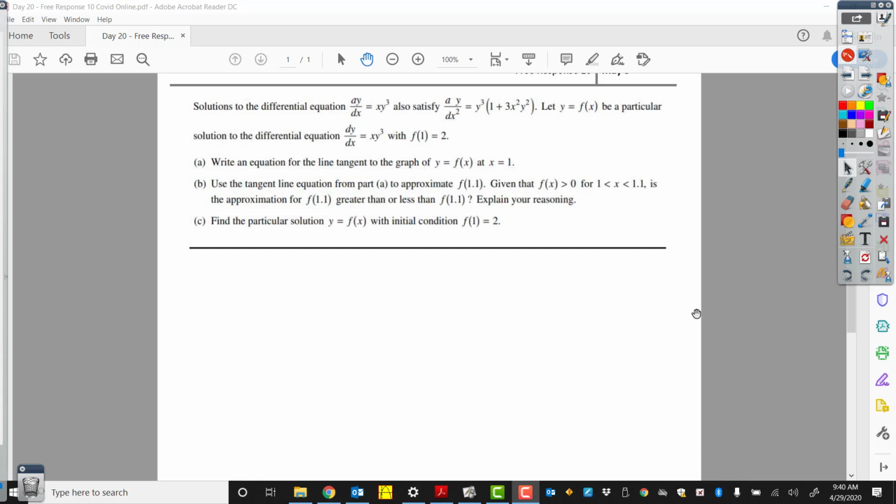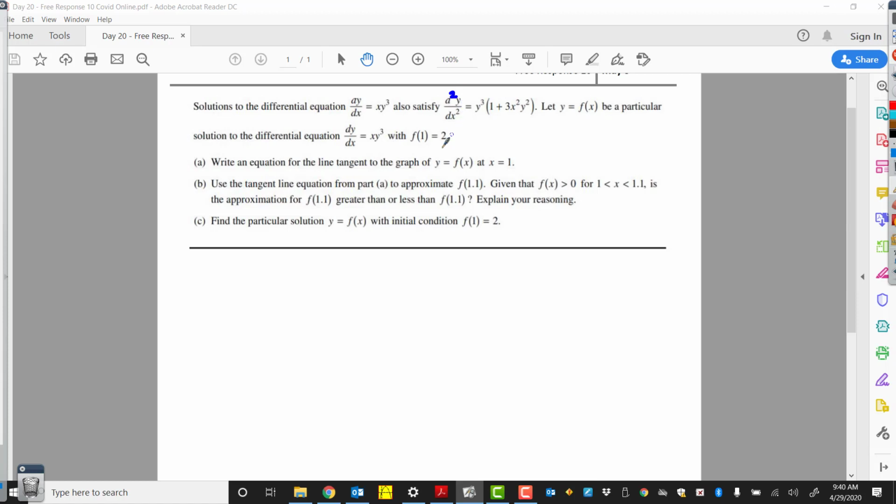So, solutions to the differential equation dy over dx equals x times y cubed also satisfy that this should be d2y over dx squared. So, essentially, this is the derivative. This is the second derivative. We know that that's true.